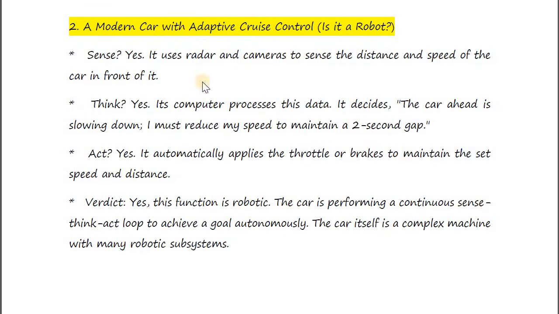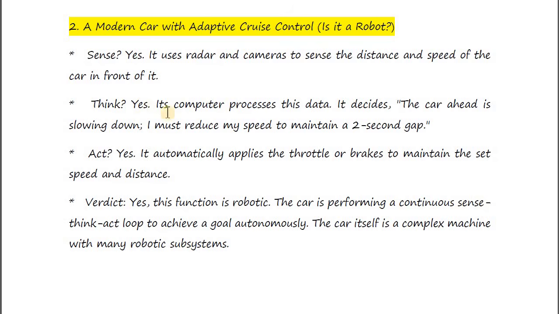Now next, a modern car with adaptive cruise control. Well, it's a child's dream. I just sit in the car, you say go to the park, and it will go. Of course it will take lakhs and crores of money to build such a car, but you might not know about it. Anyway, the question is: is this car a robot? Well, can it sense? Yes. It uses radar and cameras to sense the distance and speed of the car in front of it. Even on Indian roads where the traffic is very difficult to handle, still it can work.